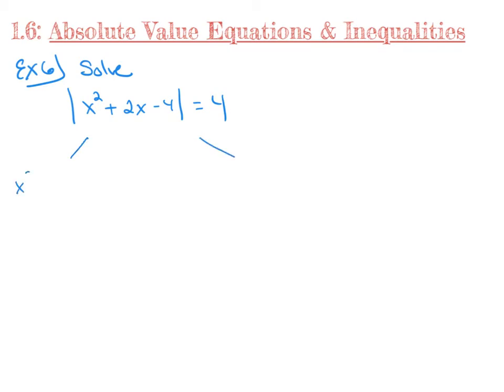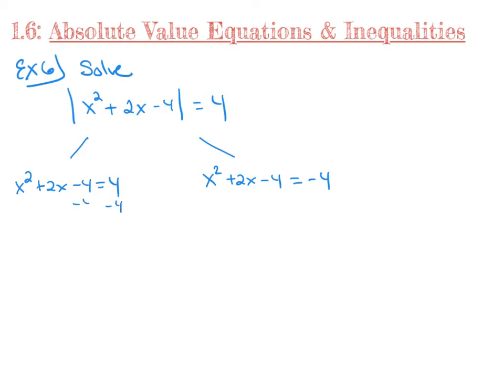We must have x squared plus 2x minus 4 equals 4, and x squared plus 2x minus 4 equals negative 4. Okay, so two quadratic equations to solve. For both of them, same idea. I want to get 0 on one side.